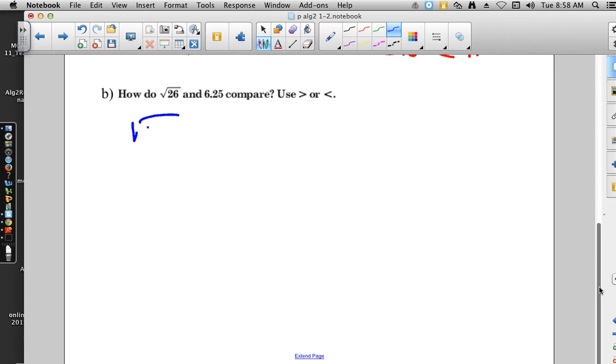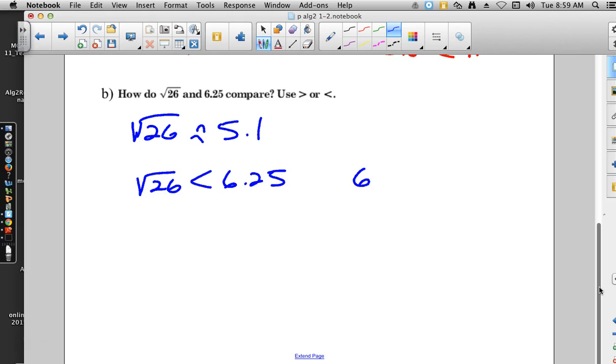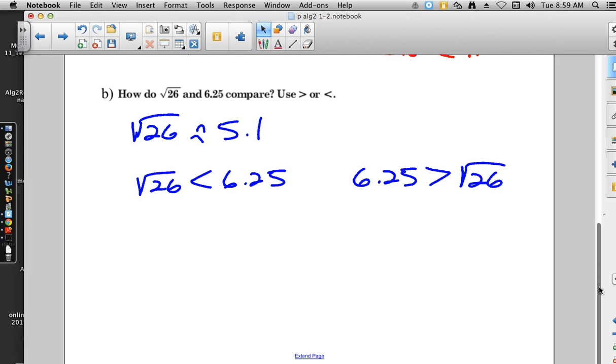All right, square root of 26 is approximately 5.1. And then we have that 6.25 up there. Well, that means that the square root of 26, at approximately 5.1, is less than 6.25. But we, of course, could write that as 6.25 is greater than the square root of 26. And we would have that one done. So hopefully both of those went very easily for you as you worked through this.